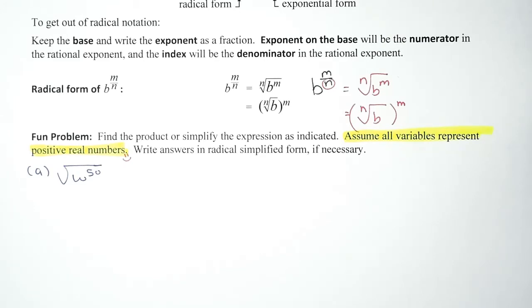I don't know how to count. Actually, I don't even know how many letters we have. Okay, so let's do this. So we have the square root of w to the 50th.